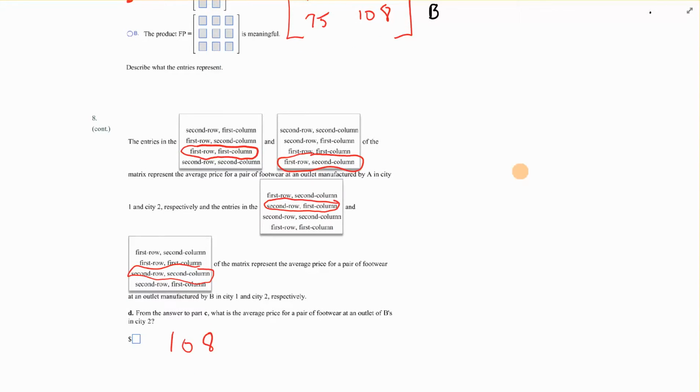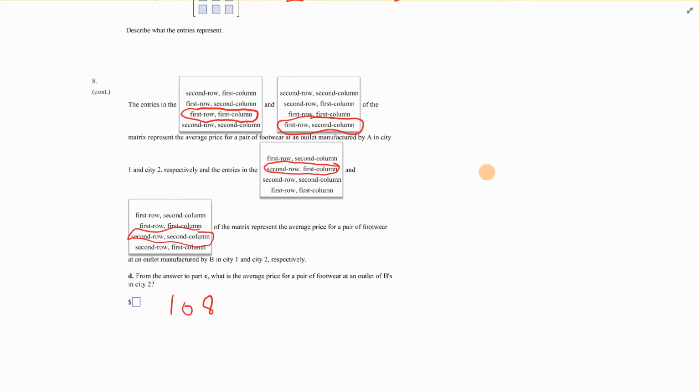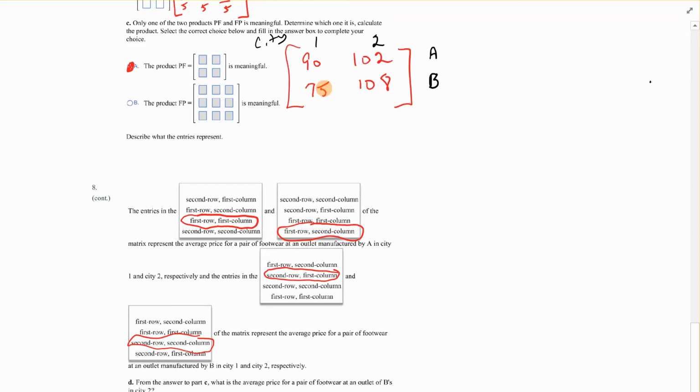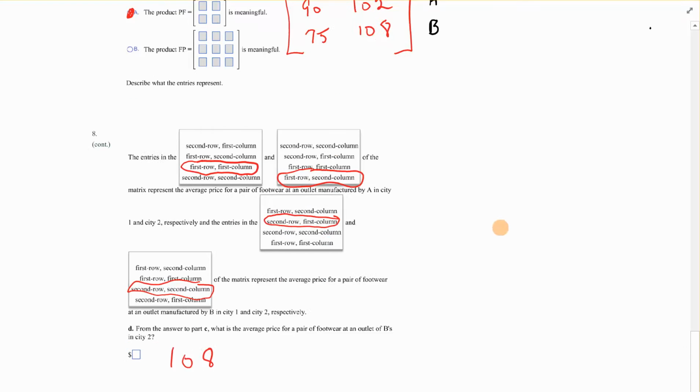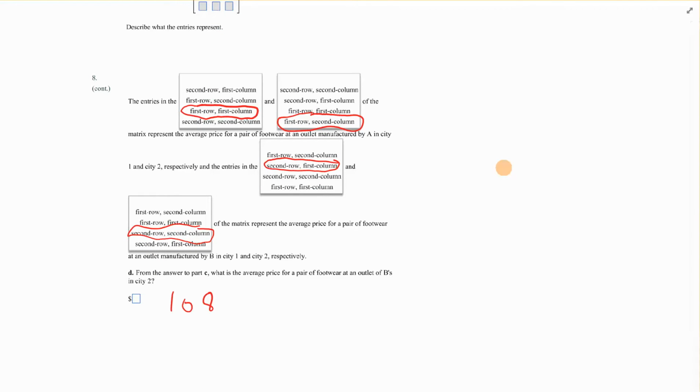And then if you look at the next part of the question, it asks you to actually talk about and relay what that means. So the entries in the first row, first column, and first row, second column represent the average price for a pair of footwear in an outlet manufactured by A in city 1 and 2 respectively. So that makes sense. And then second row, first column, and second row, second column, that's manufactured by B in city 1 and 2. So that should make sense.